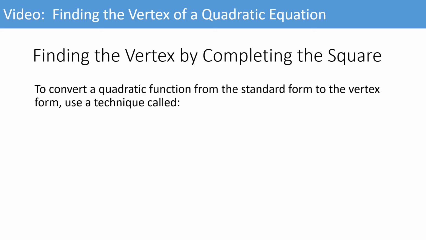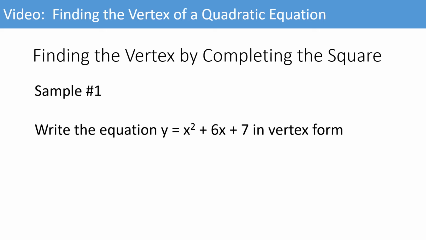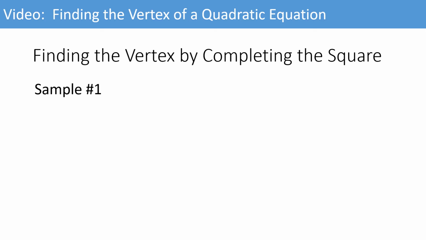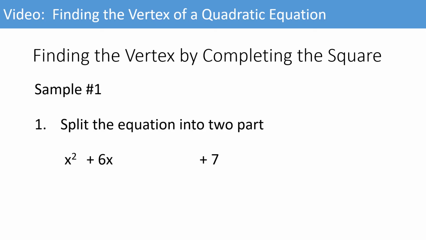To convert a quadratic function from the standard form to the vertex form, we will use a technique called completing the square. Here is a sample. Write the equation y equals x squared plus 6x plus 7 in vertex form. Split the equation into two parts. One part is x squared plus 6x. The second part is plus 7.